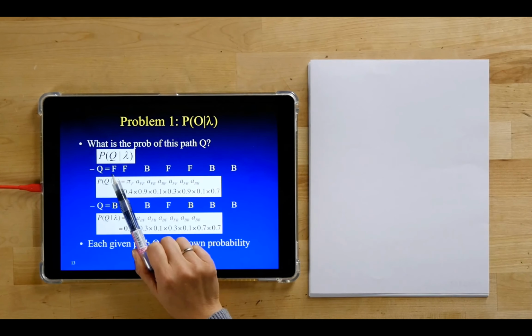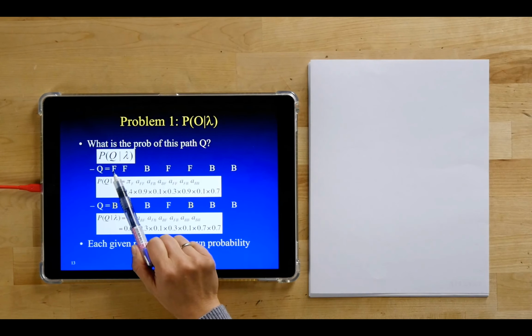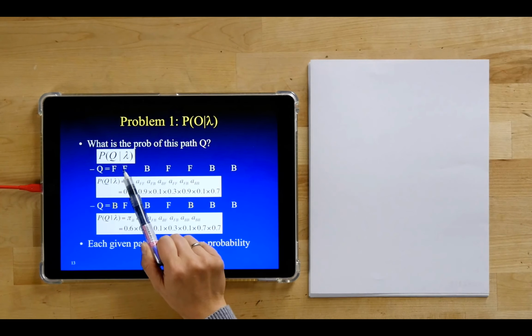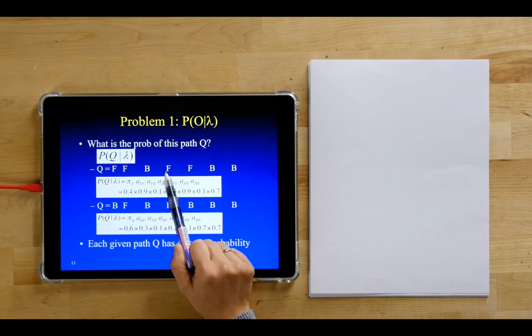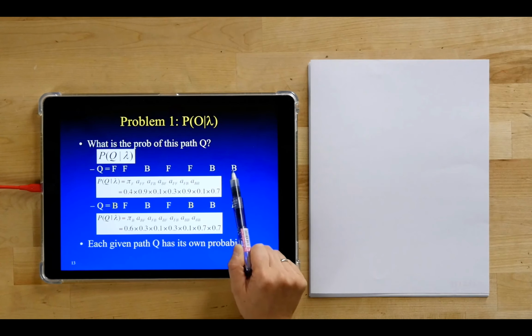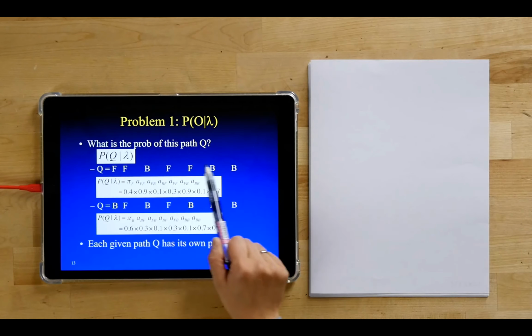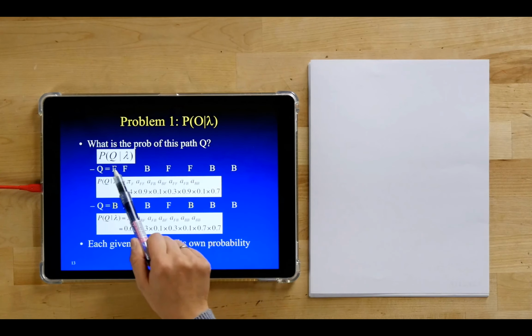In order to use the first path, we first have to pick a fair coin, which is 0.4. Then we do the transition from a fair coin to a fair coin, 0.9, fair to biased, 0.1, biased to fair, 0.3, fair to fair, 0.9, fair to biased, 0.1, and biased to biased, 0.7. So that's the probability of using this path of strings, right, the different coin strings.